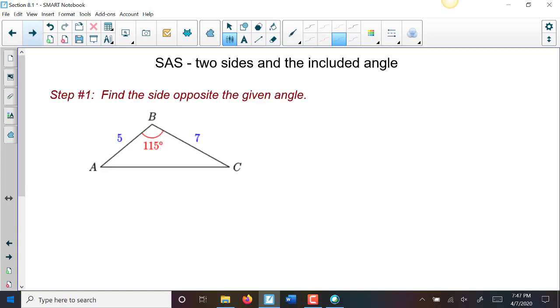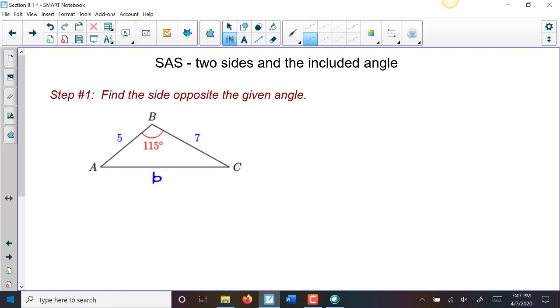All right, so let's go back to our original triangle that we looked at, and we can see we have side, angle, side, two sides and the included angle. So I cannot use law of sines. So what I want to do is find the side opposite the given angle. So I'm going to find that third side, which is b.